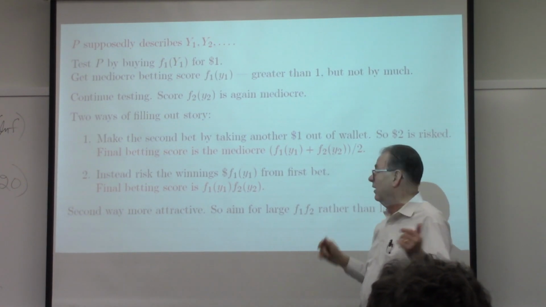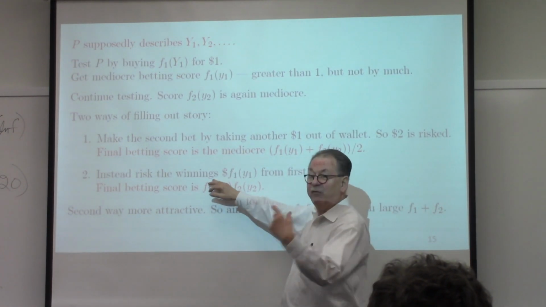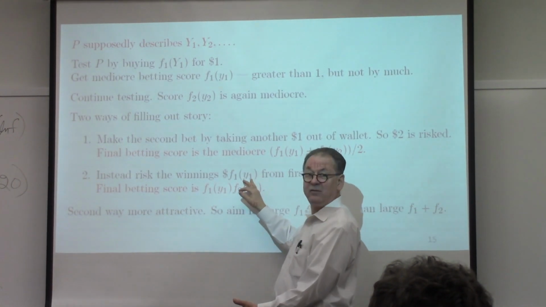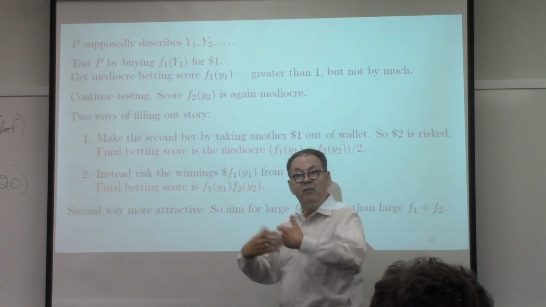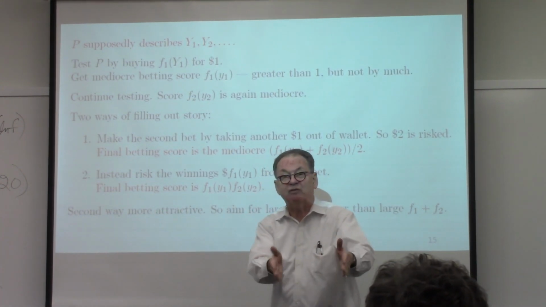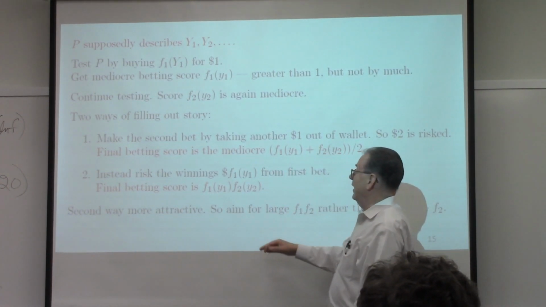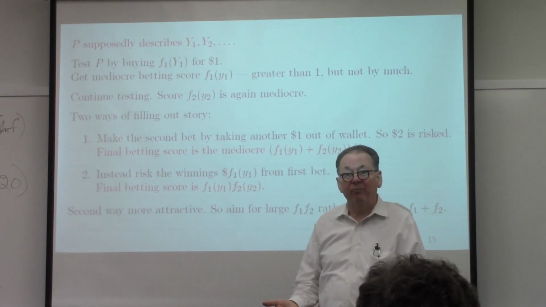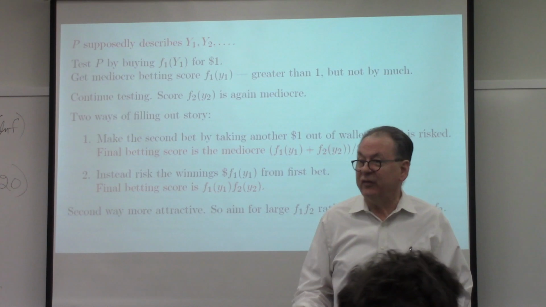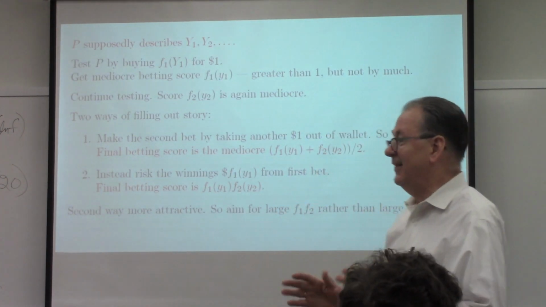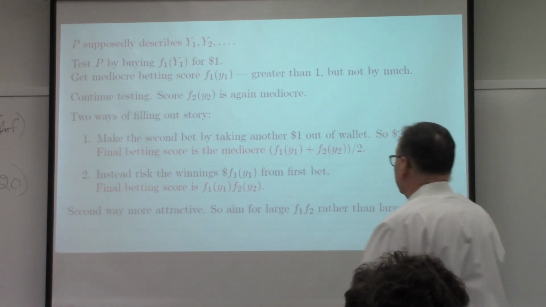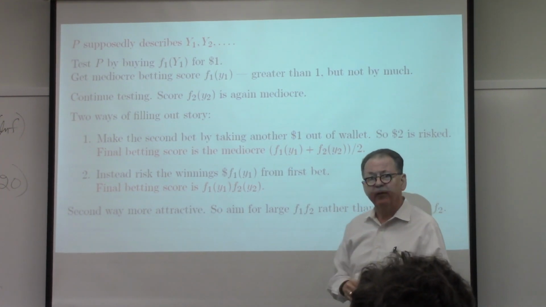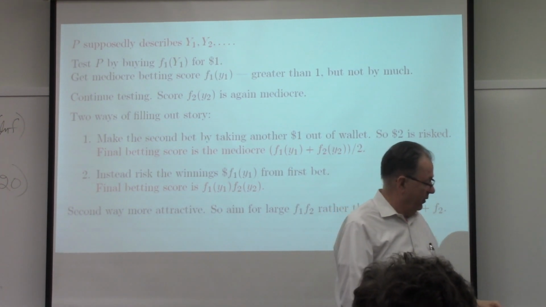I'm not accomplishing anything. On the other hand, if I took the winnings from the first test and invested those in the second test, I'm just keeping betting. I've got this money, and I still just risked the $1 I started with. So then the betting score is F1 times F2. And this is obviously a better thing to do if our test is not a one-off acceptance sampling, but part of the science enterprise. So that's why we want this for a large effort.